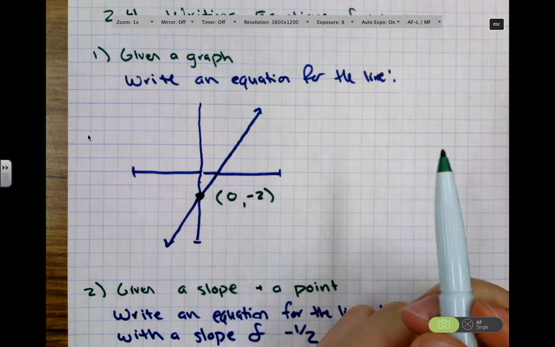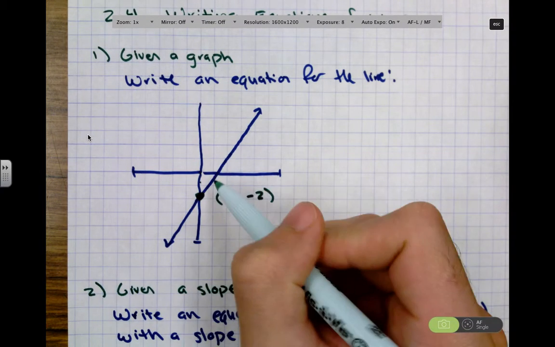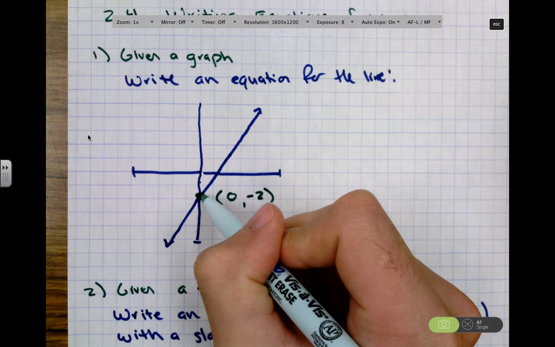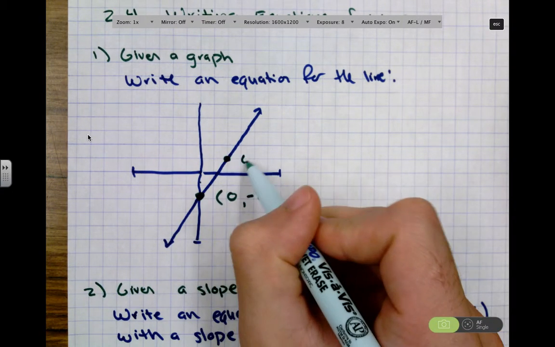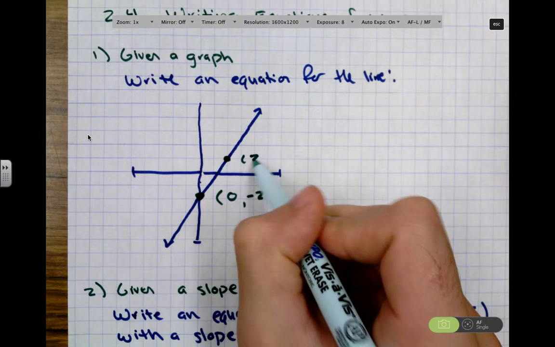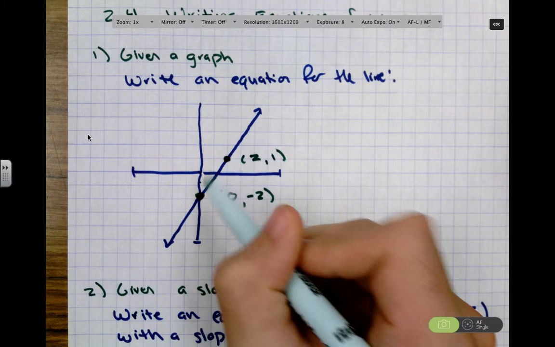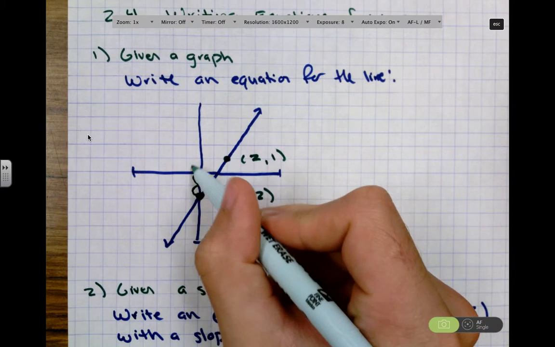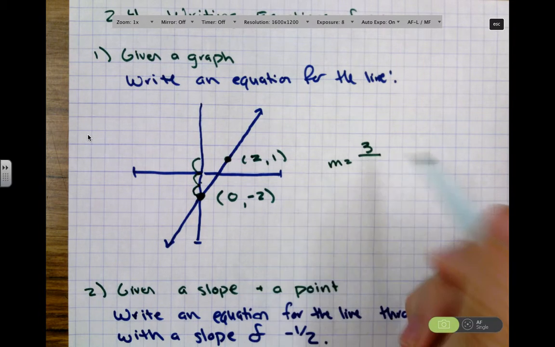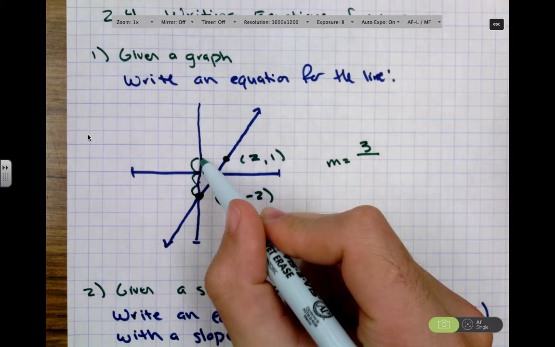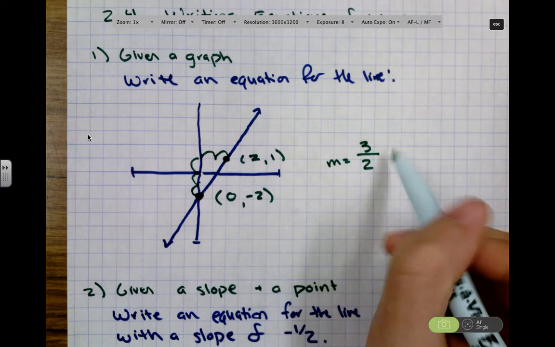Now from here we have to identify the slope. I want to find the slope between 2 points. I'm looking for an easy point to identify, and I have one right here. This point would be the point (2, 1). So I'm going to look for my rise over run between these 2 points. I'm going up 3, so my rise is 3, and my run between the 2 points is 2. So my slope is 3 over 2.